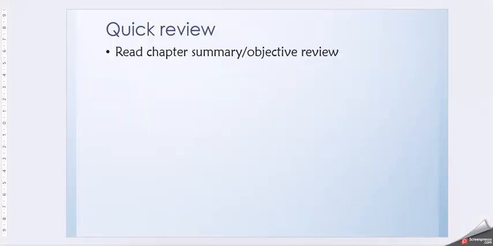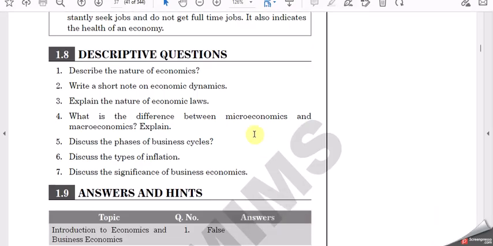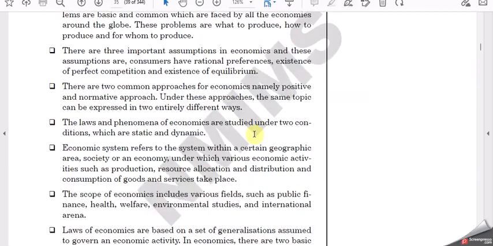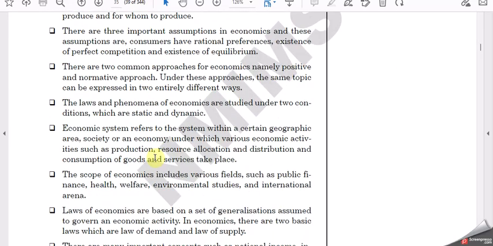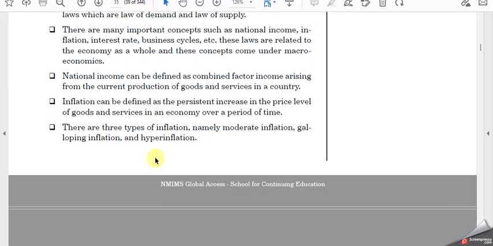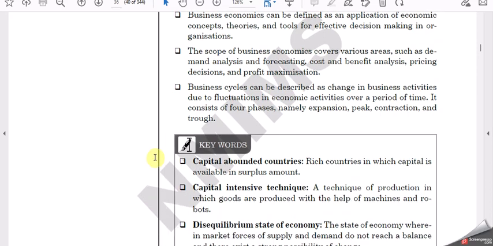Let's start. The first thing you can do is start reading a chapter summary. Most of the books have a sub-chapter summary and some books have objective reviews. Let me just show you. In business economics, if you're taking it, you have a summary at the end of every chapter. It contains very good information about the chapter.